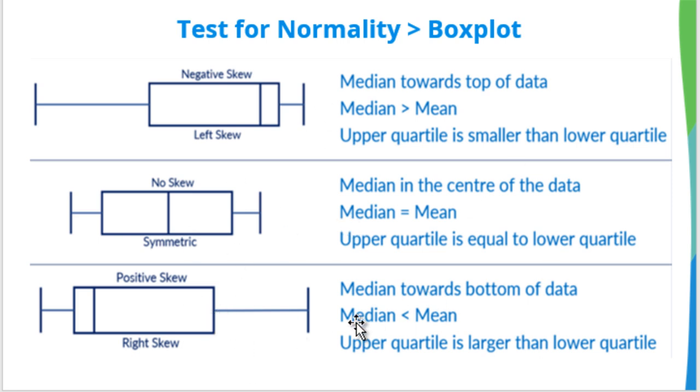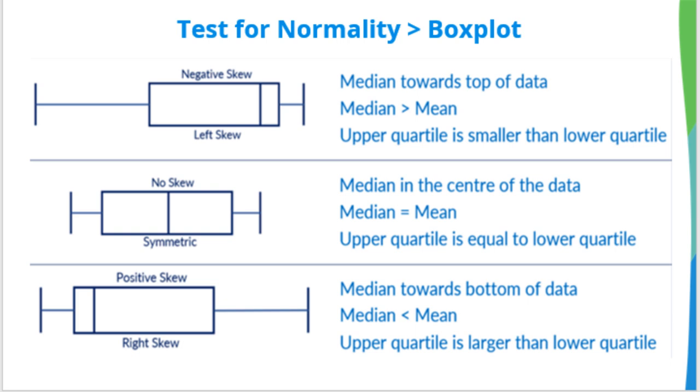All right. So the median now is less than the mean, and the upper quartile is larger than the lower quartile. So you can see that. That is how we explain normality with the box plot.